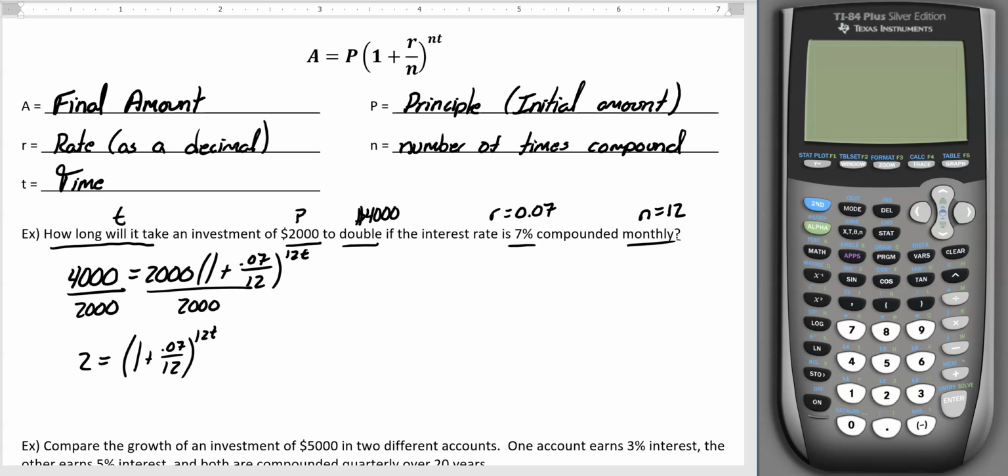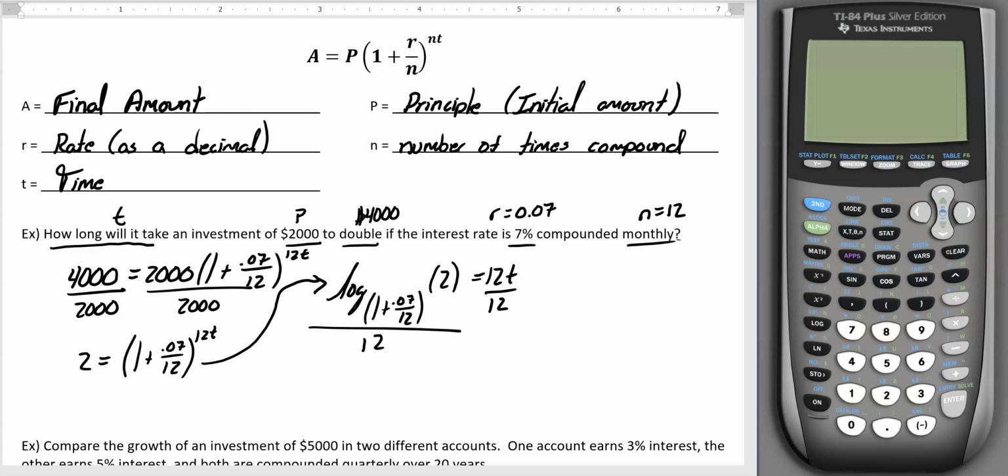And from here, we can create a logarithm. Now, this logarithm is going to be ugly, but that's okay. So it'll be log base (1 plus 0.07 over 12) of 2 equals 12t. All right, and I just divide by 12 to get t all by itself. So that means t will equal log base (1 plus 0.07 over 12) of 2, all divided by 12.